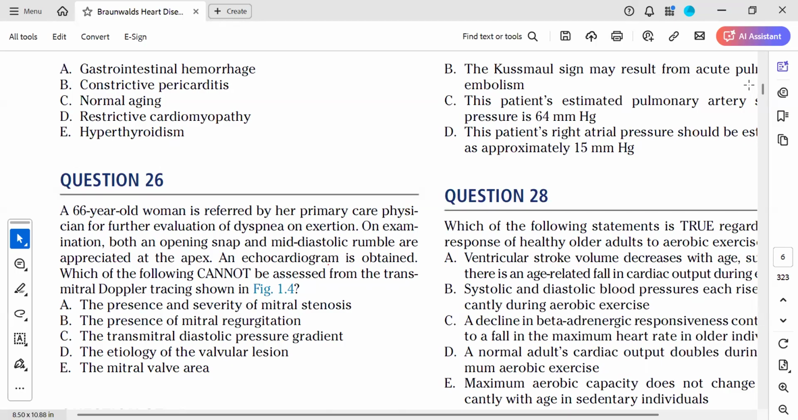The transmitral Doppler pressure gradients can also be assessed because if you trace this, I've said earlier, it gives you information about the maximum velocity and the pressure gradient across the valve. It's also a true statement, so it's also going to be false. The etiology of the valve lesion cannot be depicted from the picture above, meaning that would be the true statement, the correct answer for this question. The mitral valve area too can also be gotten from this. Now for question 26, the answer is D.